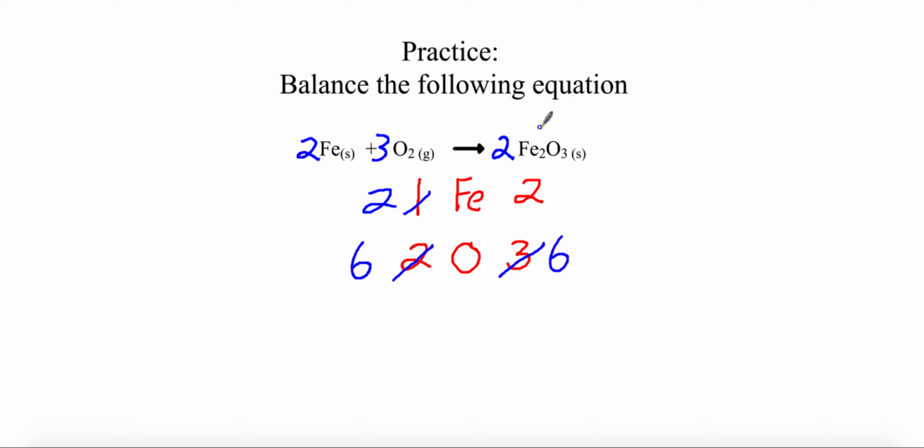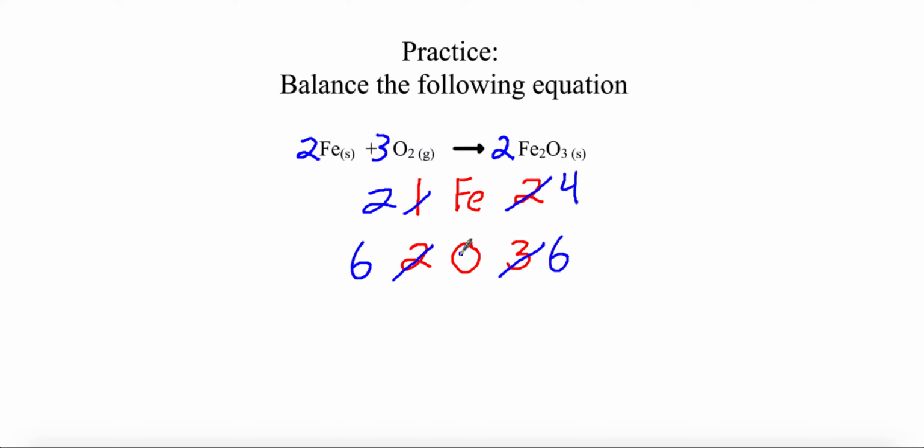Now, my oxygens are balanced, but when I doubled the product, the oxygen is in a compound that also contains iron. So doubling the number of oxygens also doubled the number of irons. So I no longer have 2 product irons. I have 2 times 2. I have 4.